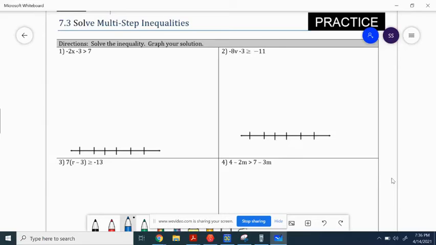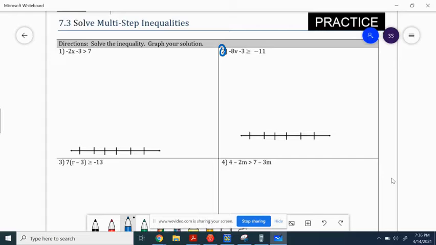Alright, this is the practice problem video for 7.3, solving multi-step inequalities. So I'm just going to walk you through a few of these answers so you know how to get started. Number one is pretty straightforward. There's a little wrinkle in number two, so I'm going to start with number two.